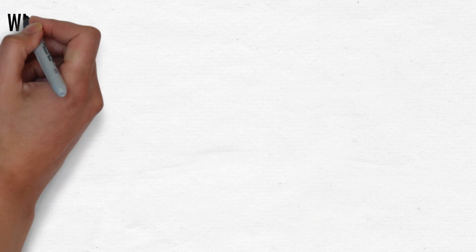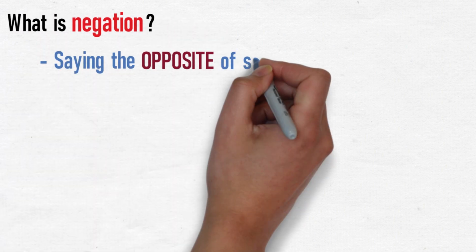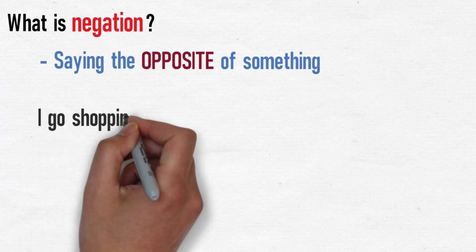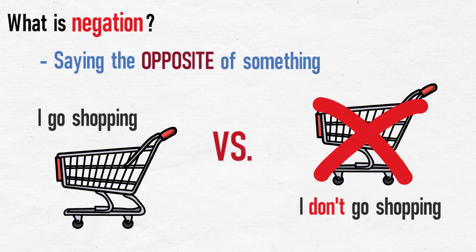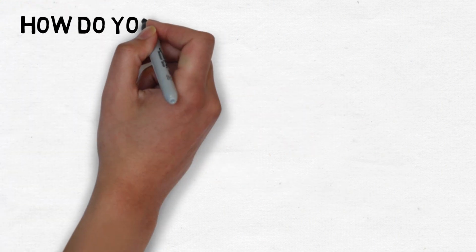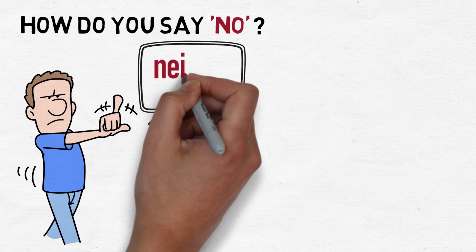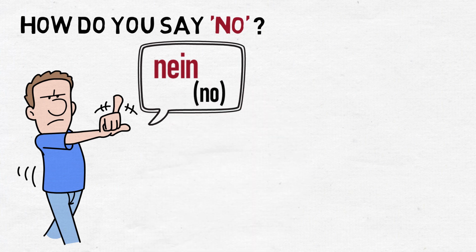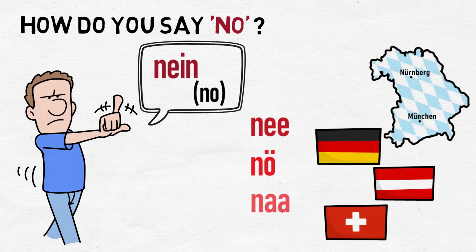To begin with, it's important to know what negation is. Essentially, negation is saying the opposite to something else. For example, the difference between I go shopping and I don't go shopping. It would be a missed opportunity to do a video on negation and not mention how to say no. The usual word you'll hear is nein, meaning no. But you might also hear nee, nö, or na in different regions.